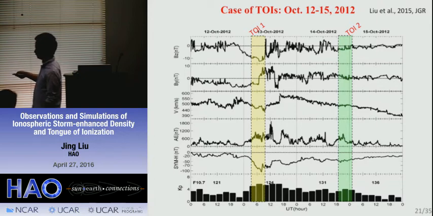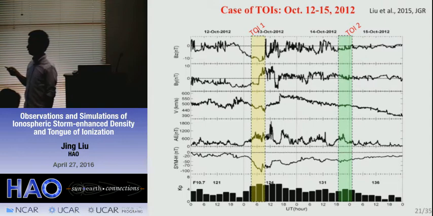The first TOI occurs in the main phase or early recovery phase of the storm, when the geomagnetic activity is more intense. We see the Kp is about 6 here, but the TOI was weak. For the second TOI, when the Kp was about 4, meaning the geomagnetic activity was weaker, the TOI was stronger. So stronger geomagnetic activity does not necessarily mean stronger TOI.